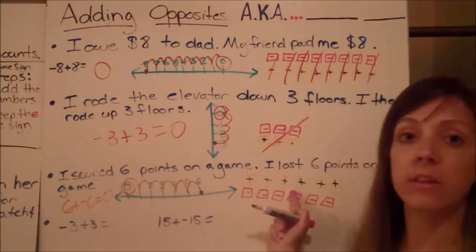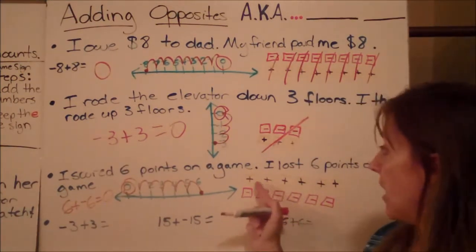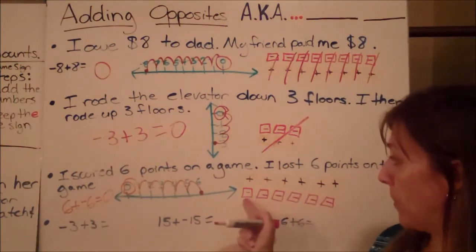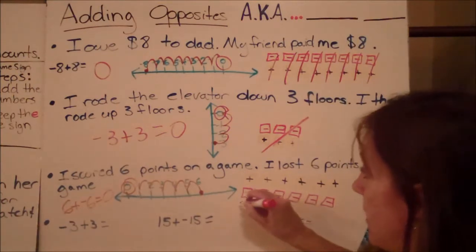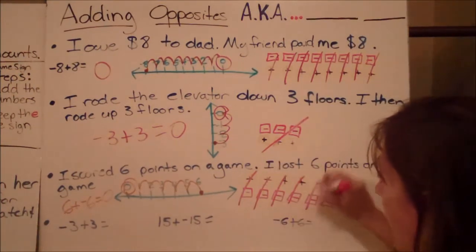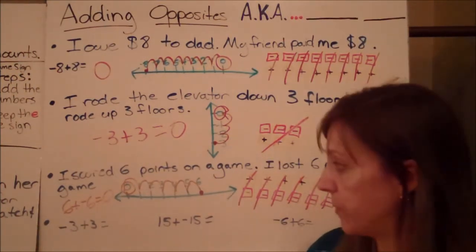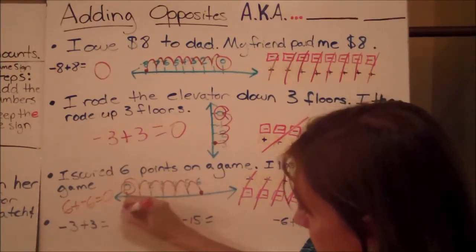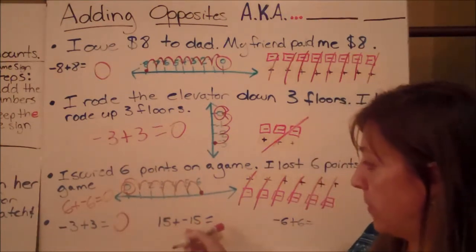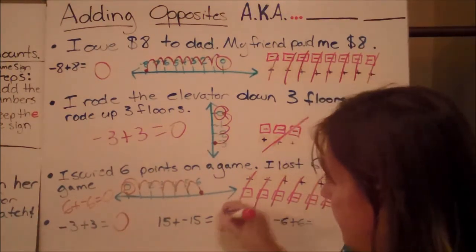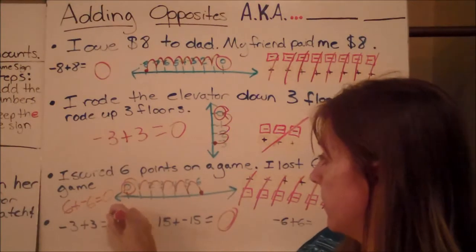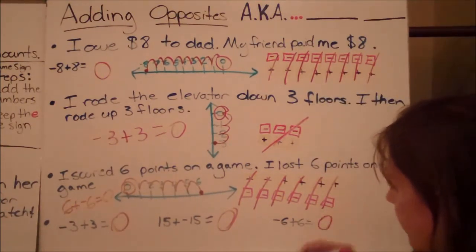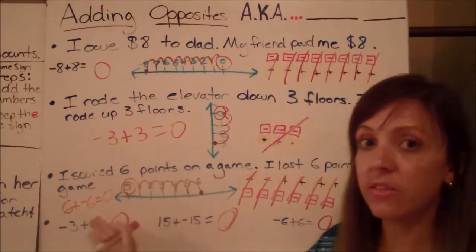And again, I modeled it with the integer chips. 6 positive integer chips. When I put those together with 6 negatives, they just simply cancel each other out, and I end up with 0. -3 plus 3 is 0. 15 plus -15 is 0. And -6 plus 6 is 0. Now, they cancel each other out.